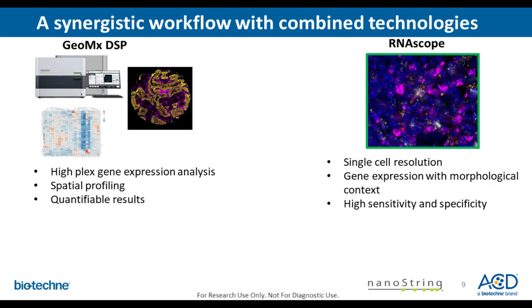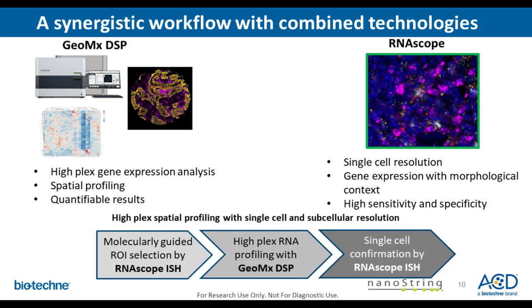So this partnership between NanoString and ACD really seeks to integrate these two technologies. So you have the GeoMx digital spatial profiling, which is a spatial high-plex profiling technology that I'll be talking about in more detail. And then you have RNAscope, which is a single-cell resolution gene expression technology. It's very high sensitivity and very specific.